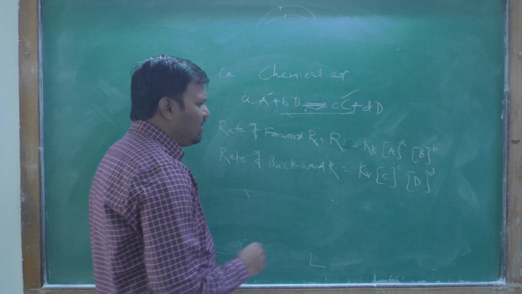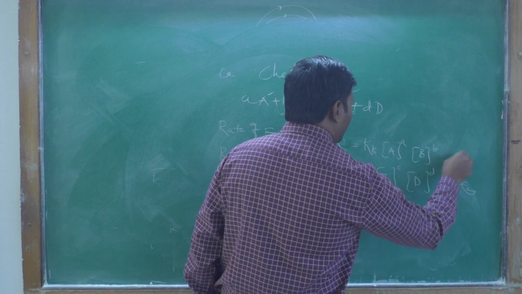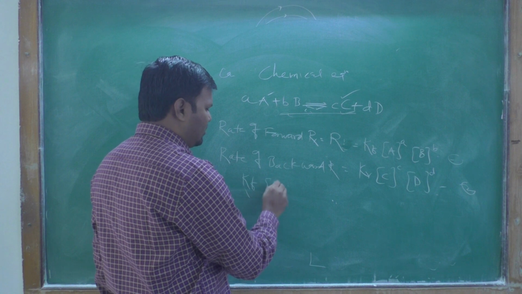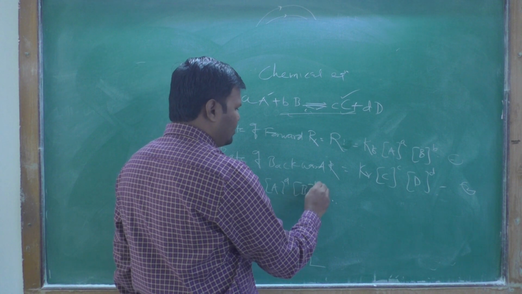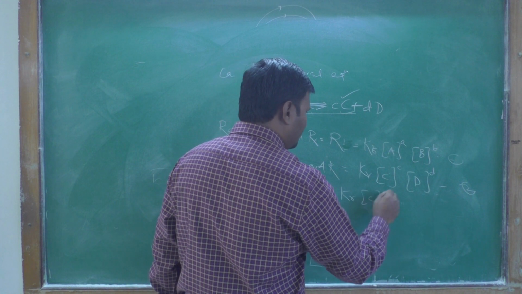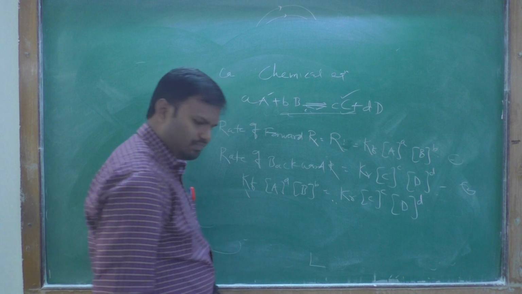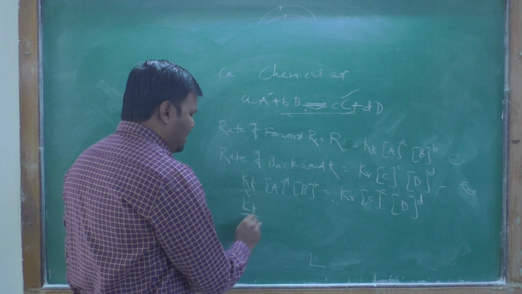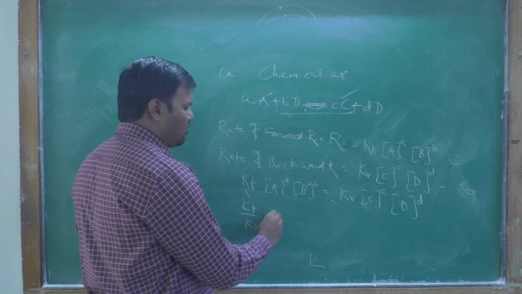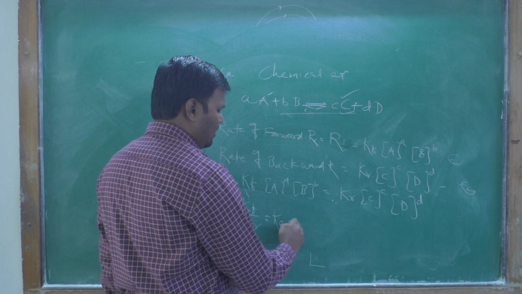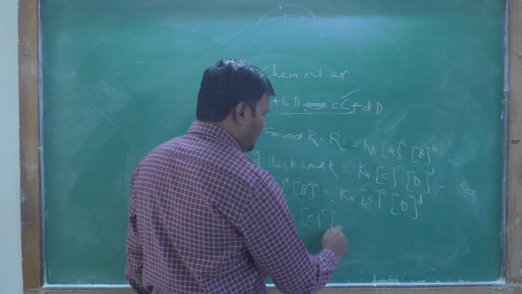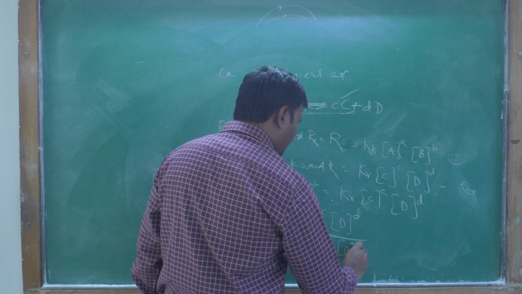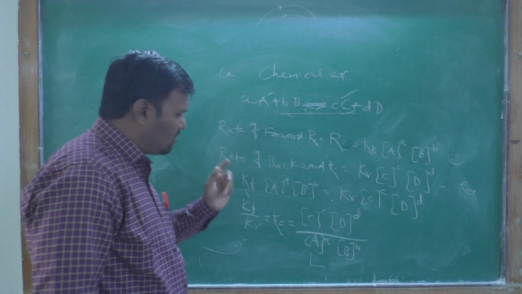Therefore, divide equation 2 by 1, so this equals this. At equilibrium, Kf times A raised to a, B raised to b is equal to Kr times C raised to c and D raised to d. Therefore, Kf upon Kr is equal to a new constant, a constant divided by a constant. Therefore, we can say Kc is equal to C raised to c, D raised to d, upon A raised to a and B raised to b. This is the equilibrium constant.